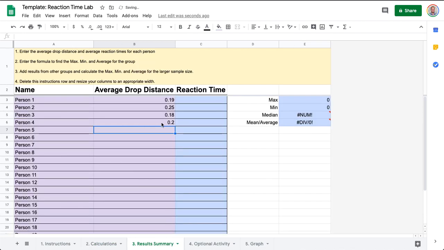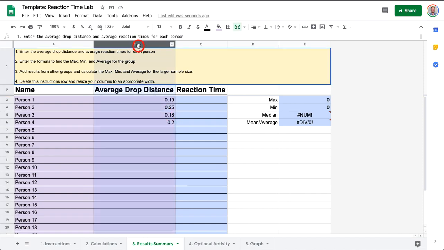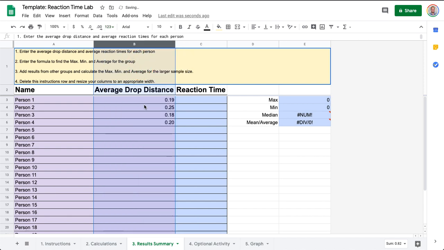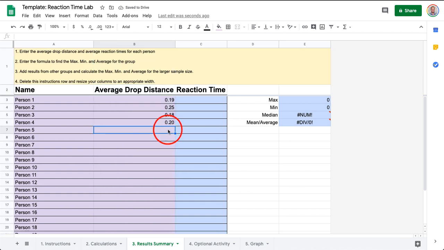All right. Now, one thing we're going to notice real quick is that while these 3 values are to 2 decimal places, this one's only to 1. So let's go ahead and take a moment to adjust the number type. We'll adjust the format. Instead of it being automatic, let's change it to number. So now they should all be to 2 decimal places.